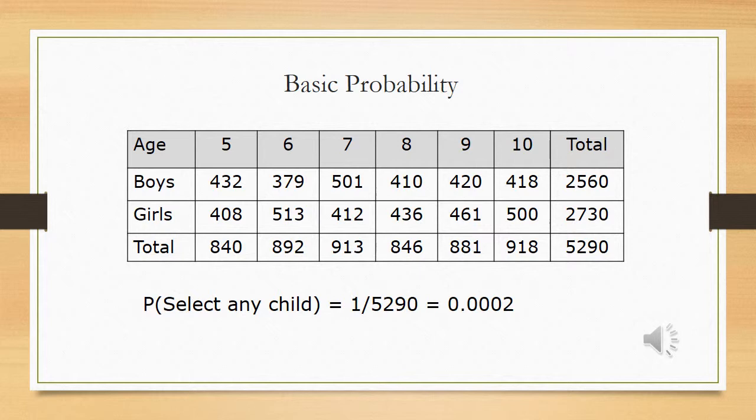So the total here is 5,290. Probability of selecting any, which is one child out of that number. So 1 divided by 5,290. Now on the next slide, we'll talk more about basic probability, give more examples, and get into conditional probability.